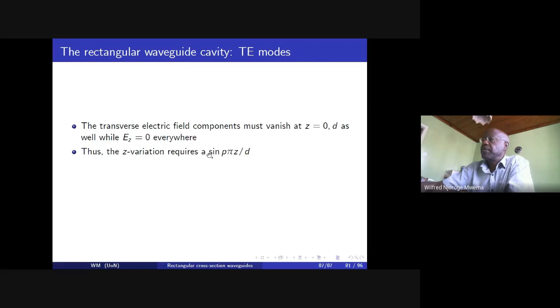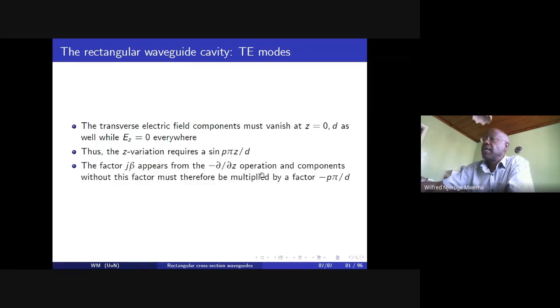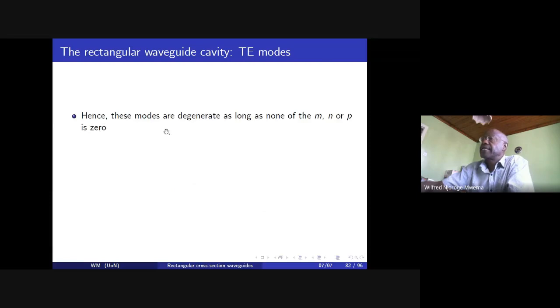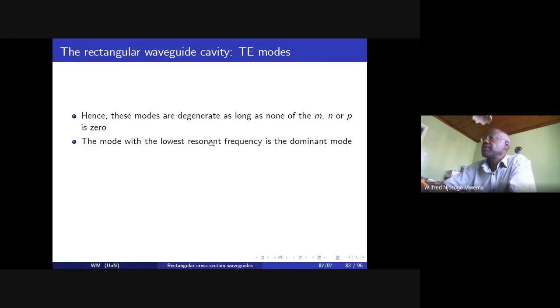Thus, the z variation will require a sine of p pi z by d, and the factor j beta appears there as well, and therefore all the factors, without the factors, must be multiplied by a factor of minus p pi by d all through. And thus for TE modes, we have again that kind of expressions which I'm not going to go through, and we note that fmnp is the same as for the TMmnp modes. So hence, all the modes in the rectangular cavity are going to be degenerate as long as none of the m, n, or p is 0. And the mode with the lowest resonance frequency will be the dominant mode in that particular cavity.